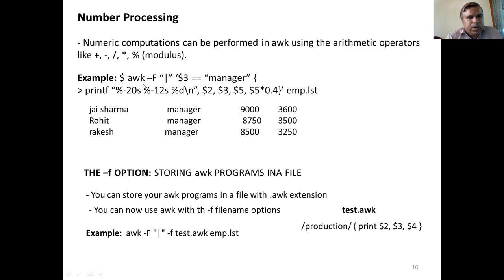The command is awk -F field separator vertical bar. Then the third field you have to match. So $3 double equals, the comparison operator, and the string you want to match is manager. And what is the action you want to take? You want to print the second field, the third field, and the salary, and also DA. DA is computed as the fifth field multiplied by 40%. 40% is 0.4. So that gives this output.